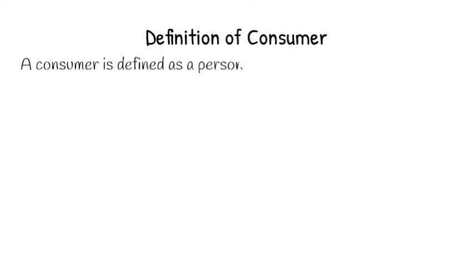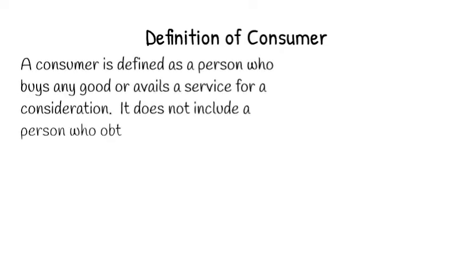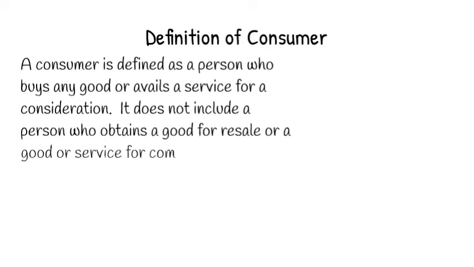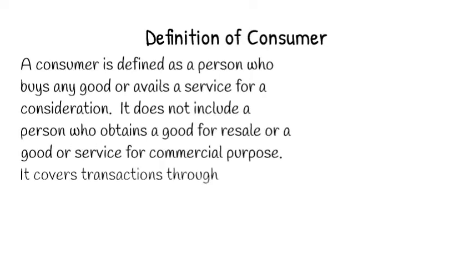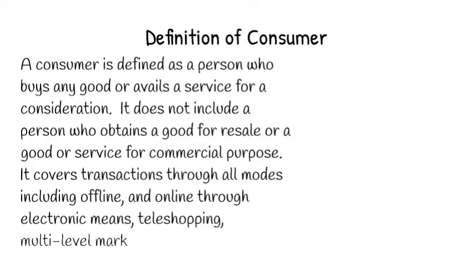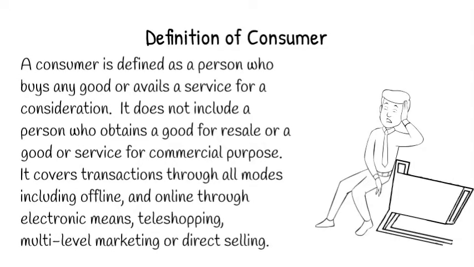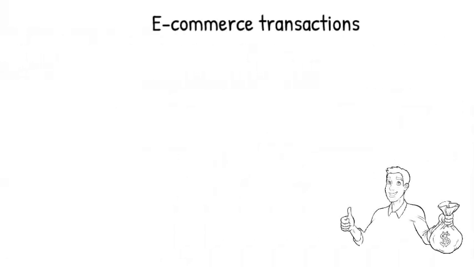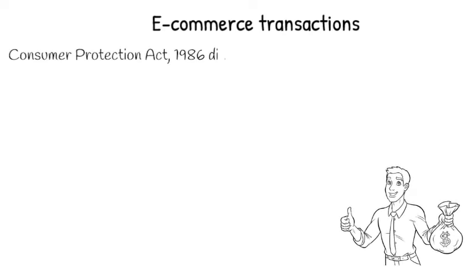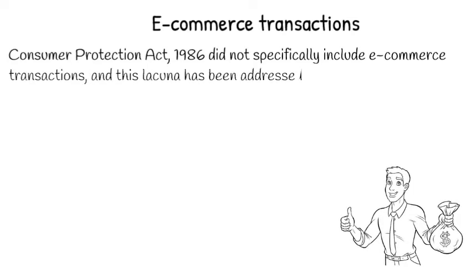The Act defines a consumer as a person who buys any goods or services for a consideration. It does not include commercial transaction, that is, a person who buys goods or services for resale or for any other commercial purpose. The definition covers all modes of transaction, including the offline and the online mode. Consumer Protection Act 1986 did not specifically include e-commerce transactions, and this lacuna has been addressed by the 2019 Act.